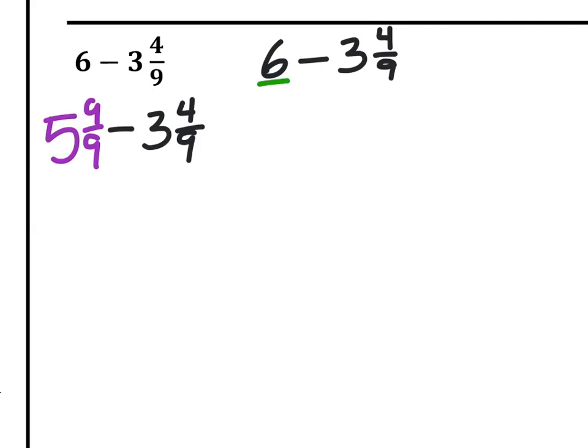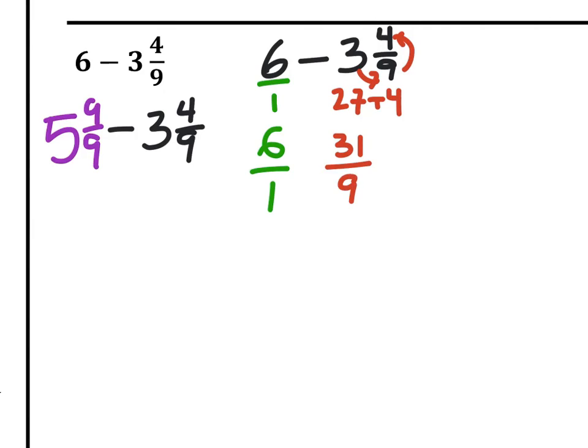Now, the important part of this is to show the 6 as 6 over 1, okay? Because this ends up being 6 over 1, changing 3 and 4/9. 3 times 9 is 27, and then plus 4, that's going to give us 31/9. And this is subtraction, right? Now, the problem right now is that the two numbers do not have common denominators to allow us to subtract the fractions. So I need to change 6/1 into something in ninths.